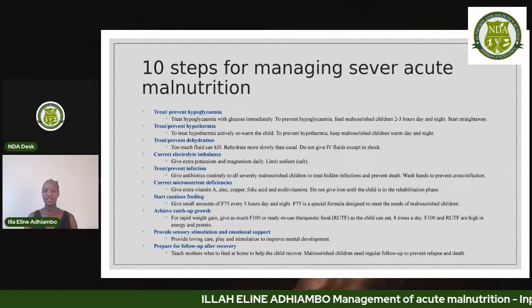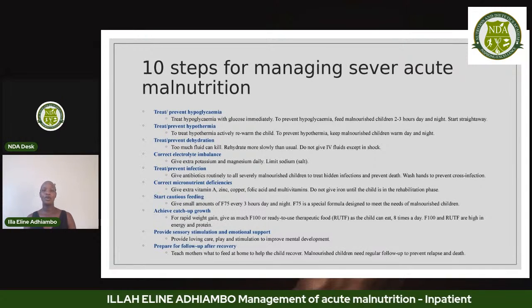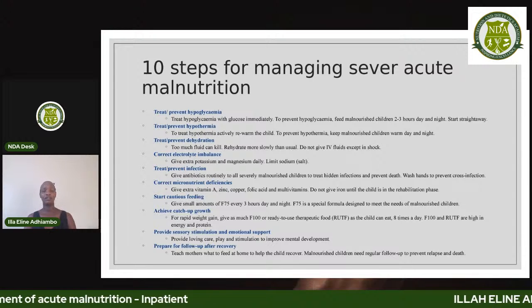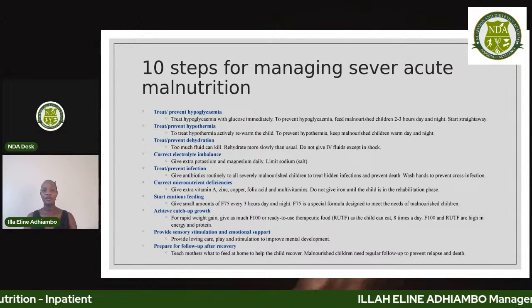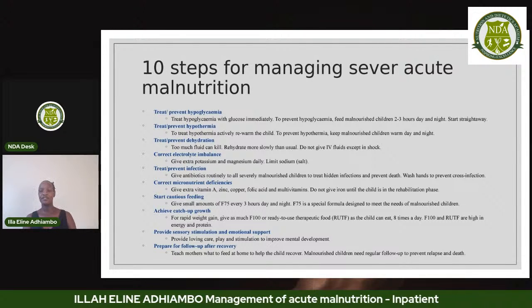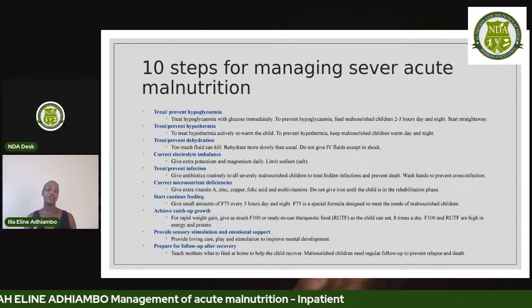The stabilization phase and then the catch-up growth. So we hold iron until we are past the stabilization phase. And then after managing the macronutrient deficiencies, we are going to go to cautious feeding. Cautious feeding, that is where we give the F75, of which we start. All these steps happen concurrently.